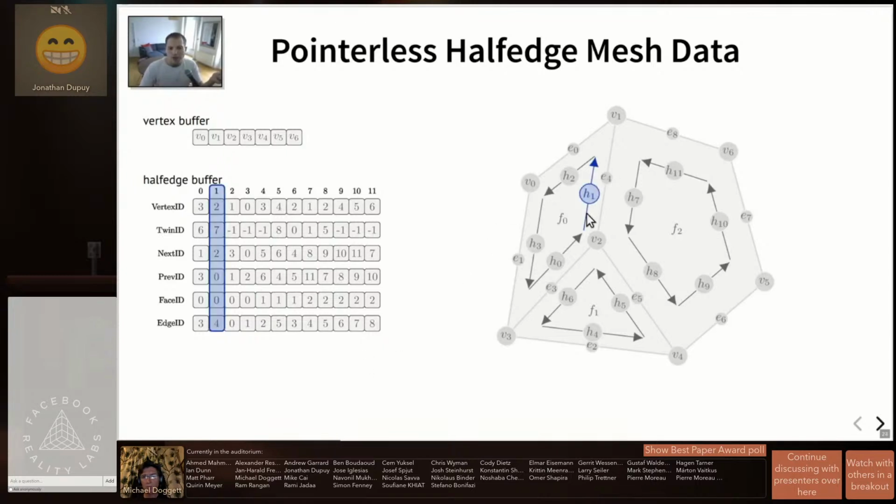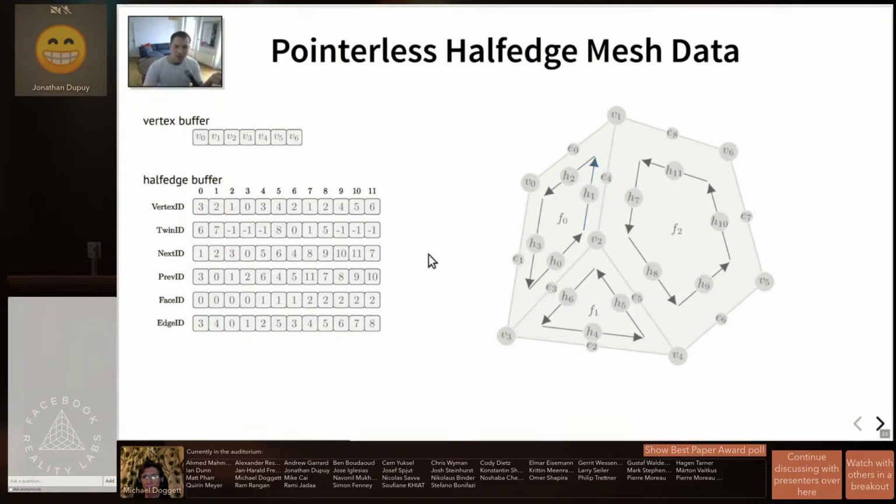So for instance, for this blue half edge here, which is indexed by number 1, that's element number 1 in the half edge buffer. The vertex ID here is number 2, so we store the integer value 2. The twin is half edge 7, so we store 7 here. Next and previous are 2 and 0, so 2 and 0. The face ID is 0 here, and the edge ID is 4, which is edge number 4 here.